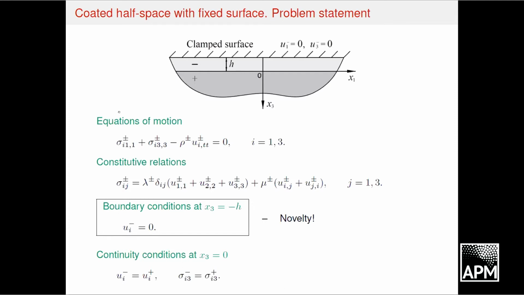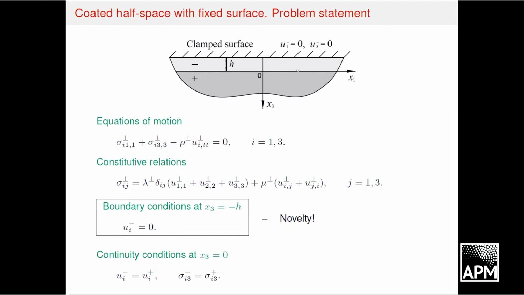So if we write the equations of motion, first try to derive the exact dispersion relation, we can write the usual plane strain equations of motion. Here, plus and minus for quantities will be associated with the half space and the layer, respectively. And we write the simple constitutive relations for isotropic linearly elastic solids. The difference is certainly the boundary condition. So at x3 equals minus h over here, our surface is clamped. So we have no displacement. And we assume continuity in displacements and stresses along the interface.